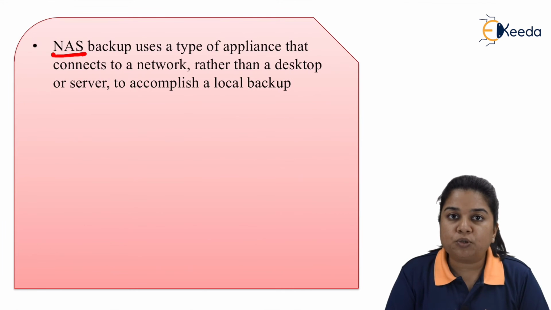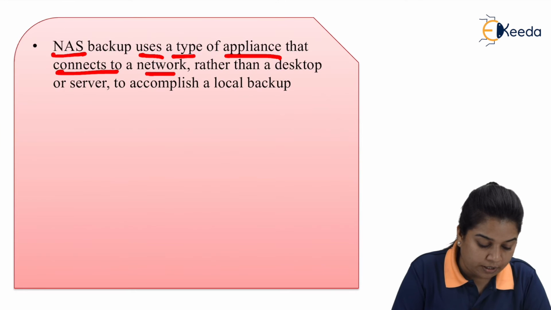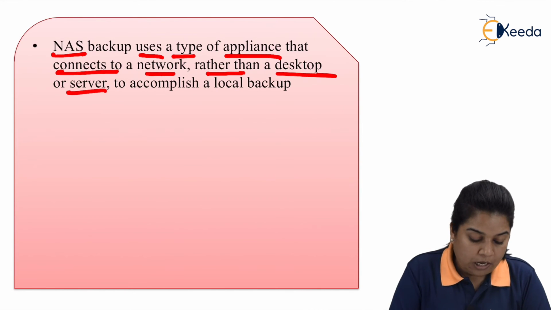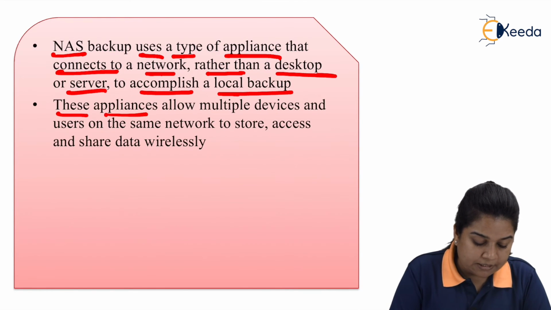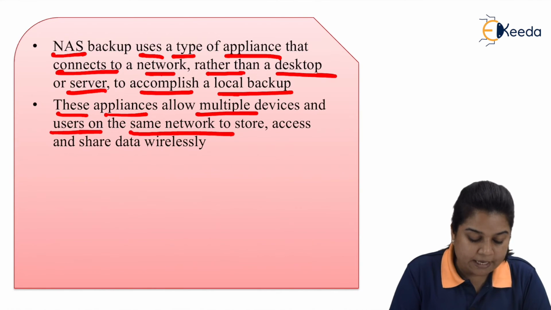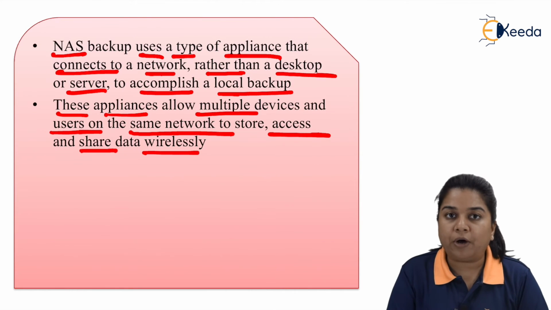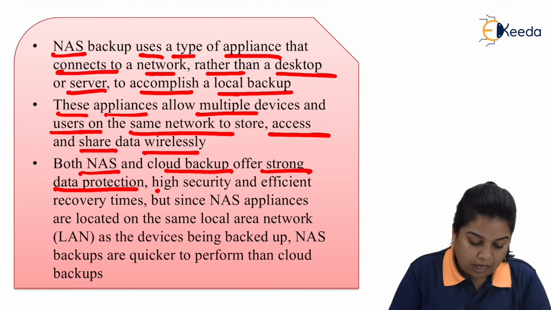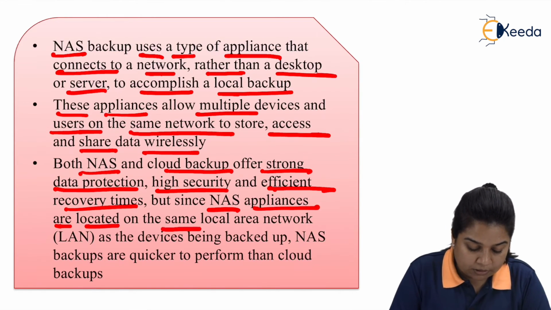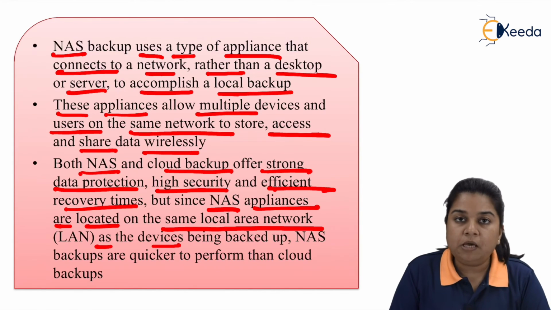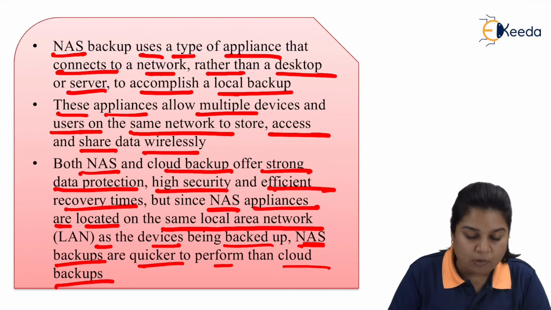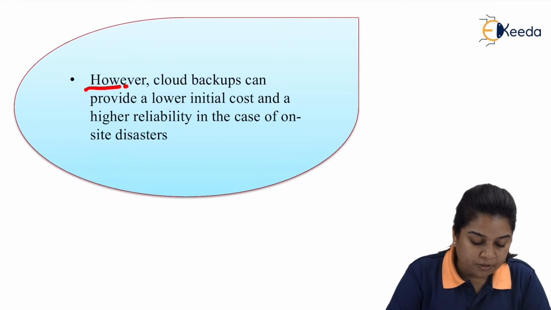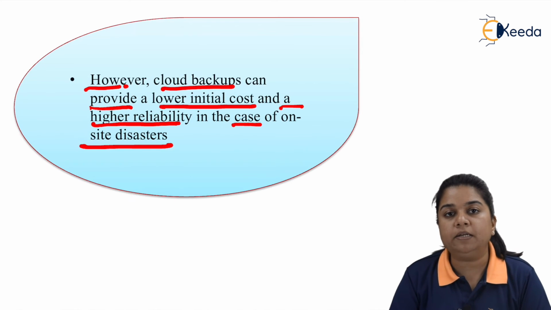NAS, that is network attached storage backup, uses a type of appliance that connects to a network rather than a desktop or server to accomplish a local backup. These appliances allow multiple devices and users on the same network to store, access, and share data wirelessly. Both network attached storage and cloud backup offer strong data protection, high security, and efficient recovery times. But since network attached storage appliances are located on the same local area network as the devices being backed up, NAS backups are quicker to perform than cloud backups. However, cloud backups can provide a lower initial cost and a higher reliability in case of off-site or on-site disasters.